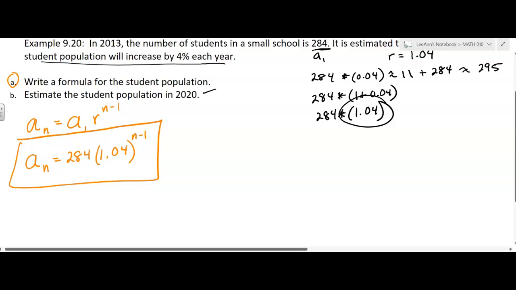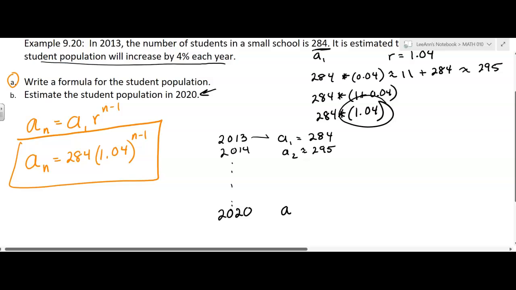Okay, part B says estimate the student population in 2020. Well, remember our population started out in 2013. That was our A sub 1. So then we have all these years. So in 2014, that was our A sub 2. We actually did that one, and it was about 295, we said. Okay, but we're trying to find 2020. So the question is, what A sub what is 2020?